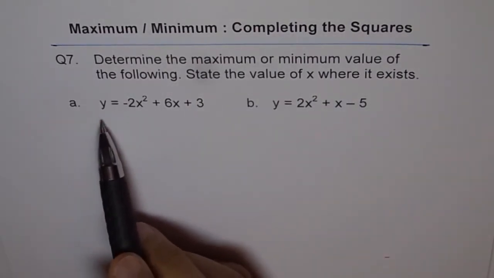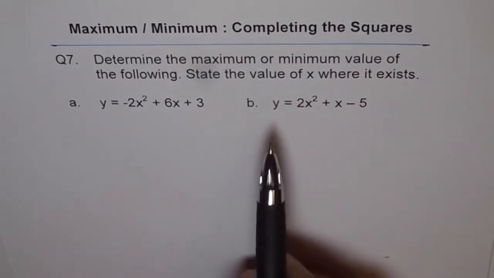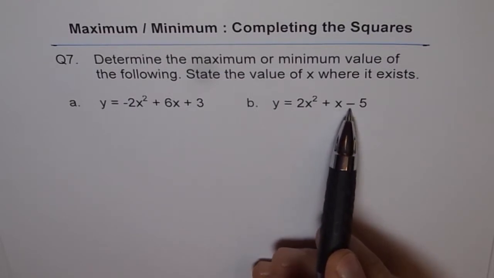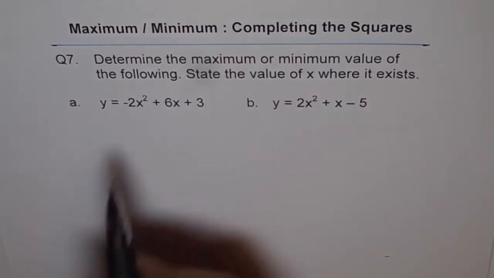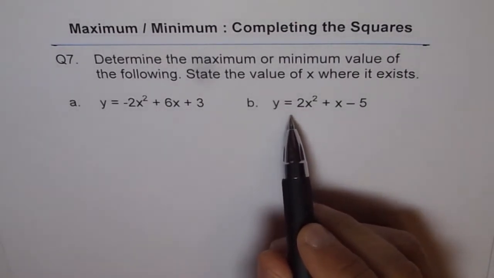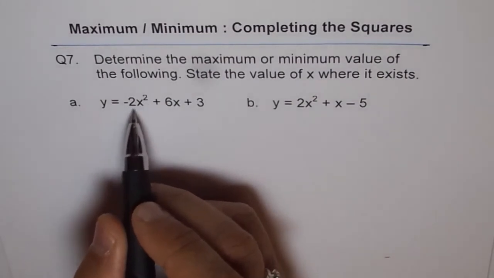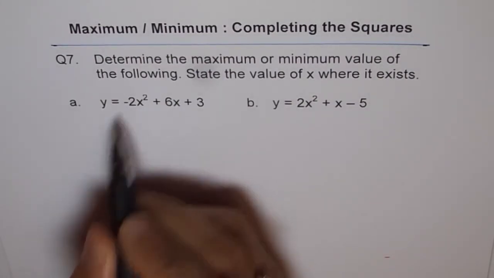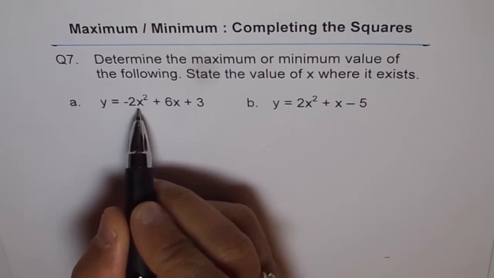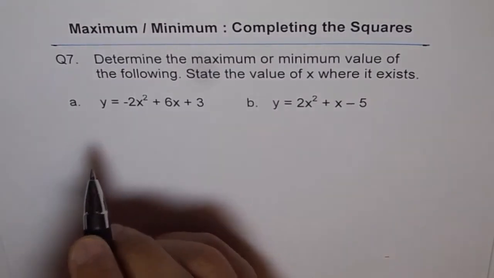So part A is y equals minus 2x squared plus 6x plus 3, and B is y equals 2x squared plus x minus 5. I'll do part A for you, and you do question number 7b yourself, right? Here this is kind of interesting because we have a leading coefficient of minus 2. The leading coefficient is the number which comes before the variable x squared for a quadratic equation, right?